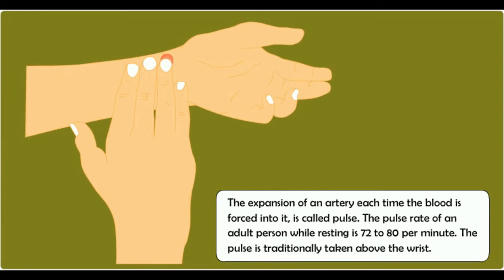Pulse. The expansion of an artery each time the blood is forced into it is called pulse. The pulse rate of an adult person while resting is 72 to 80 per minute. The pulse is traditionally taken above the wrist.